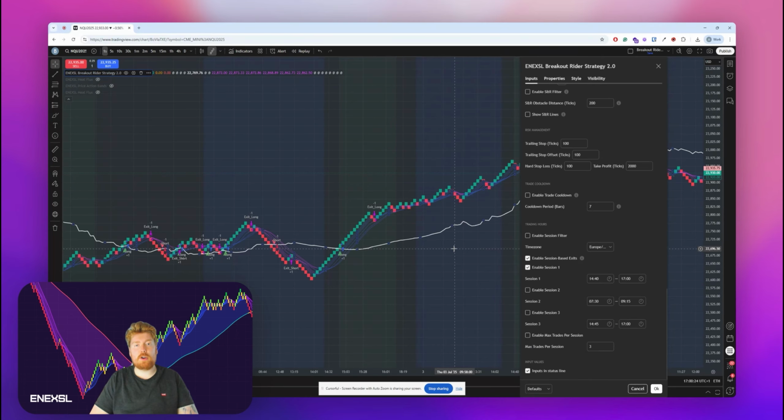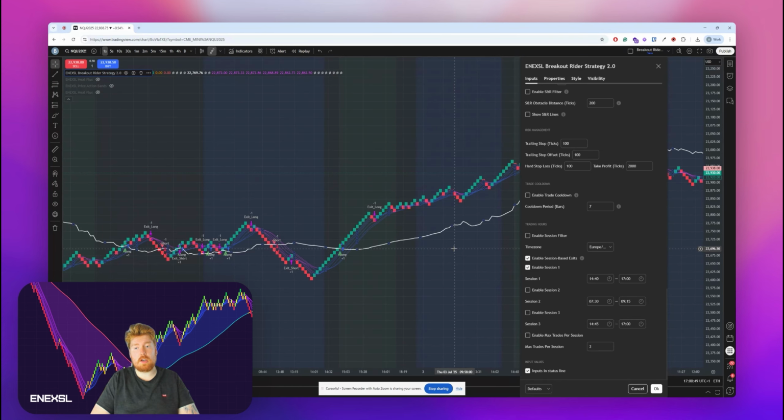Breakout Rider 2.0 continues to offer advanced filtering options, and the next we're going to go through is our session-based filtering. Breakout Rider 2.0 gives you the option for 3 separate sessions in the same strategy, as well as giving you the option for a maximum number of trades within each session. Now, a quick overview, as it's very self-explanatory, especially for the more advanced strategy holders on TradingView.